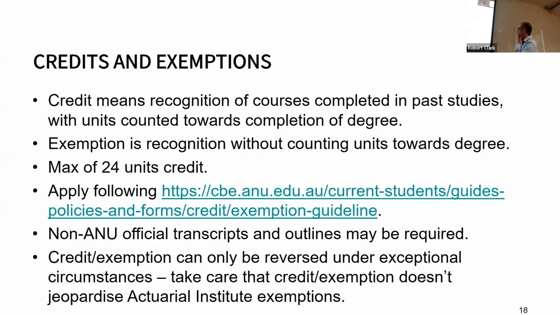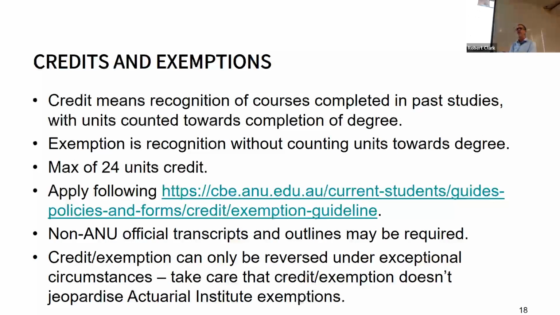So what else do I want to say? Another issue with taking credit or exemption, so normally we will protect you from this and stop this from happening. But if you need a course in order to meet one of the Actuarial Institute exemption requirements, and you get credit or exemption for it, that may then affect whether you can get that qualification or not. So I've got an example.